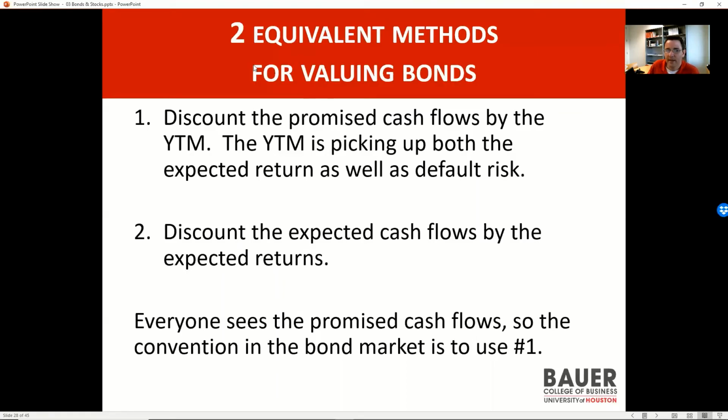There are going to be two ways to think about valuing a bond. We have the convention in the bond market, which is to discount the promised cash flows by the yield to maturity. And then we have our week one material: discount an expected cash flow by the expected return.